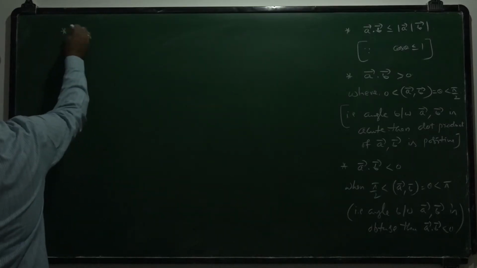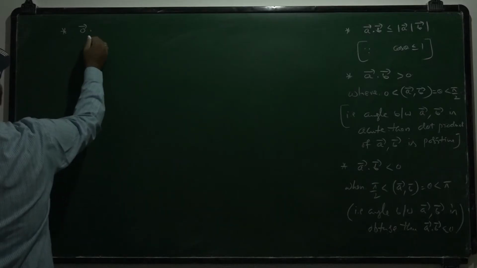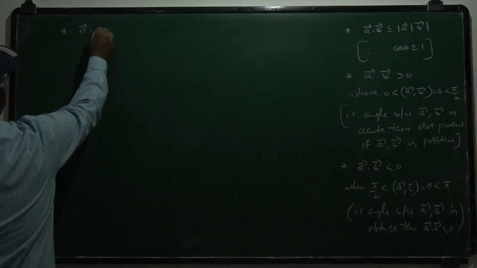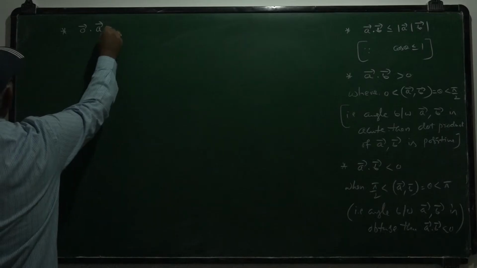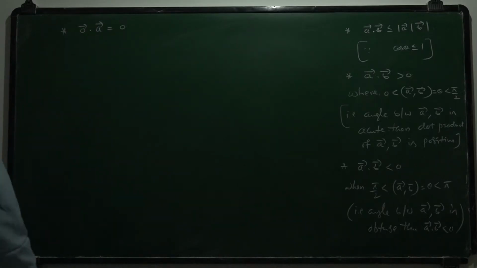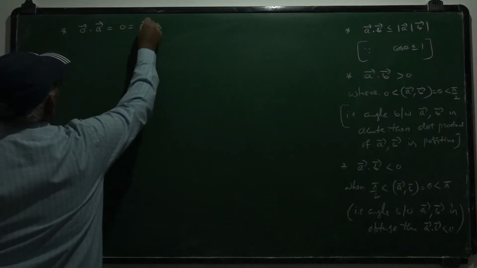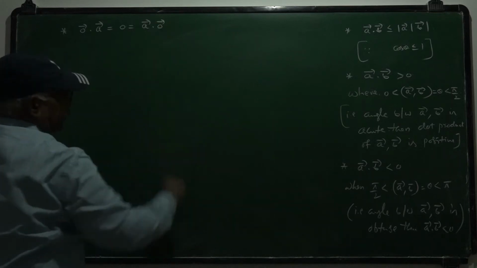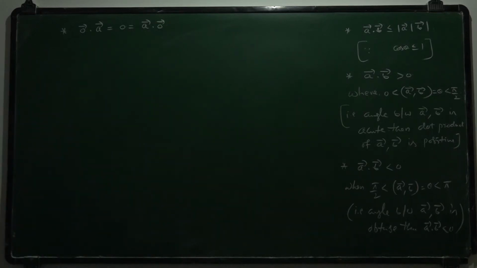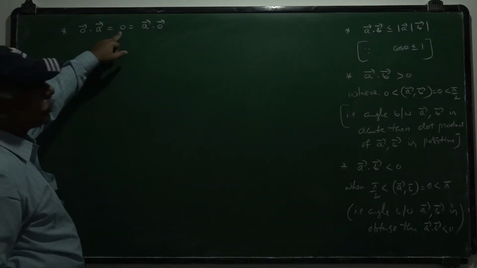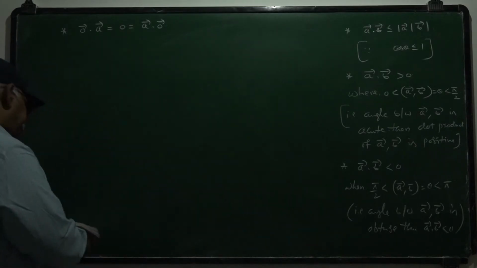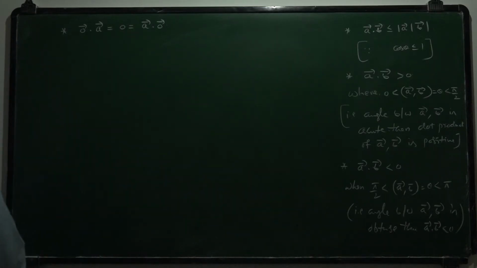Next one. The dot product of any vector with the zero vector is always 0, that is, A bar dot 0 bar. The dot product of any vector with a zero vector, the null vector, is always 0, because the resultant is a scalar, so it must be 0, not 0 bar. So these are the important points related to the dot product.